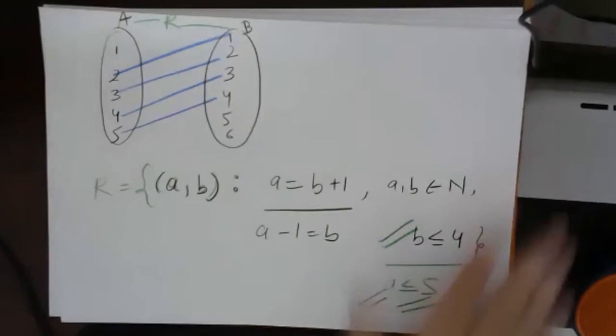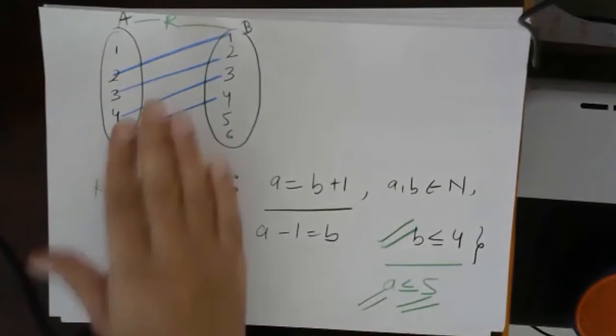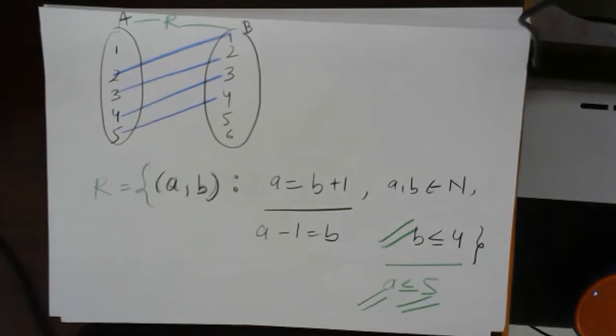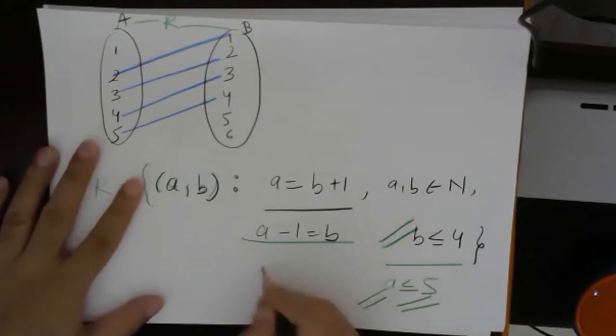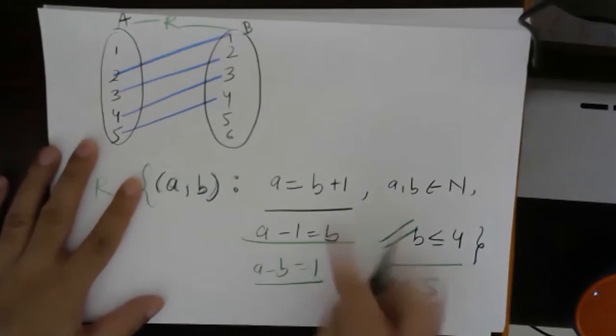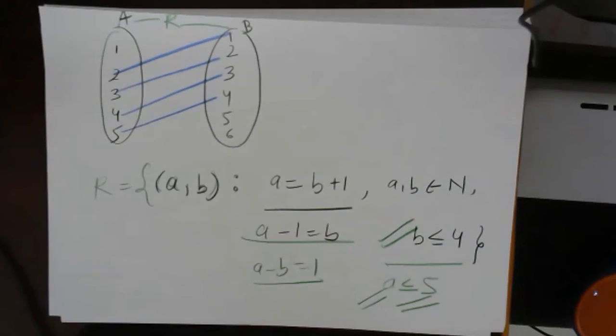Okay. Now this was A minus B equals to 1. Yeah, you can write A minus B also equals to 1. Any of this is correct. Fine. Very good. So you have understood this part.